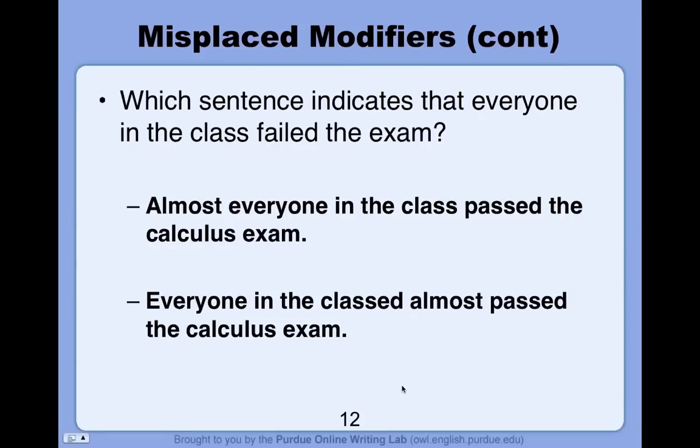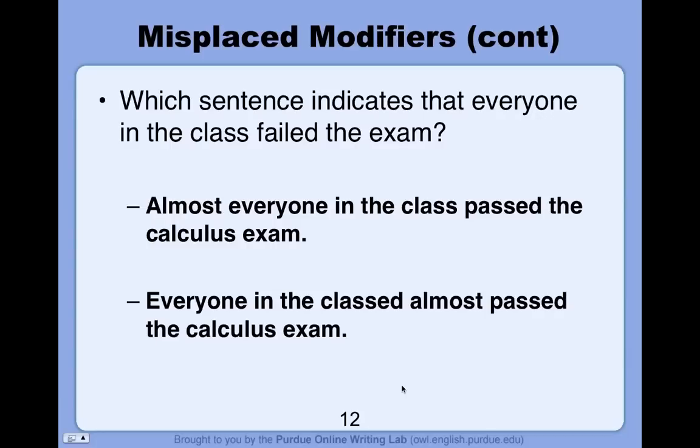Consider the meaning of each sentence here on this slide and answer the slide's final question. Which sentence indicates that everyone in the class failed the exam? First sentence: almost everyone in the class passed the calculus exam. Second one: everyone in the class almost passed the calculus exam.